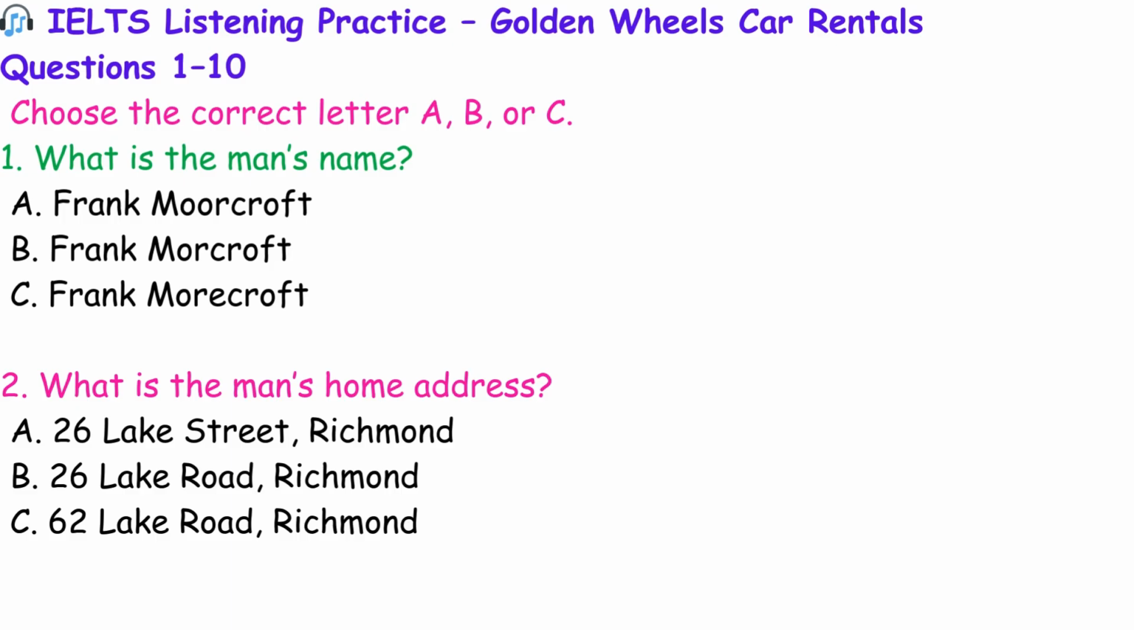Good morning, Golden Wheels Car Rentals. How can I help you? Yes, good morning. I'd like to make a booking for a car, please. Can I just get your name, sir? Yes, Frank Moorcroft. Could you spell that, please? Yes, Frank, F-R-A-N-K, Moorcroft, M-O-O-R-C-R-O-F-T. And the address? My home address? Yes, please. We need a home address. Okay, it's number 26, Lake Road, Richmond.